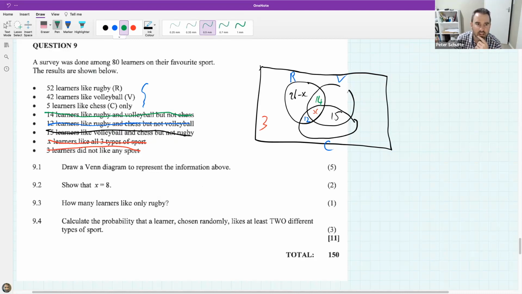And then over here, I've done my rugby. Now volleyball is 42. So I go 42 minus 14 minus 15. As long as I'm not making a silly mistake, I get 13, and then 13 minus x. And then here, 5 learners like chess only. So I actually know what that is. It's just going to be 5. Give me a thumbs up if you followed all that. Give me a thumbs down if you didn't follow it.